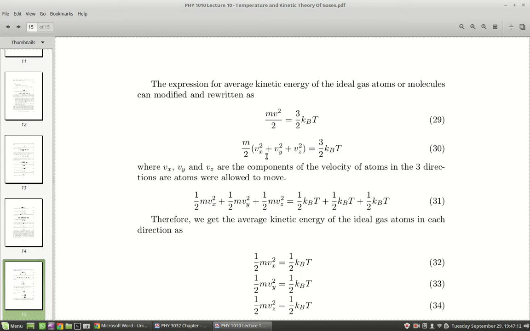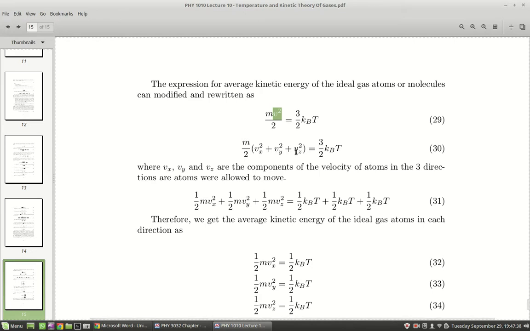From left to right, we can say that is the X direction. From up and down, that is the Y direction. From in and out of the page, that is the Z direction. So in each of these directions, these atoms have got their own amount of velocities. Those velocities we can rewrite using this: v squared is equal to vx squared plus vy squared plus vz squared.